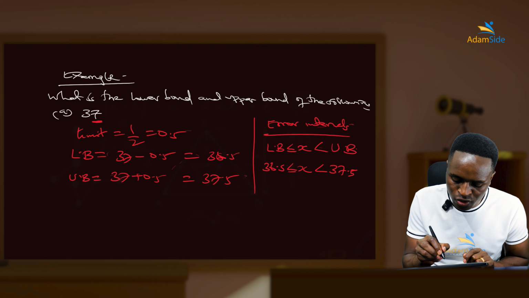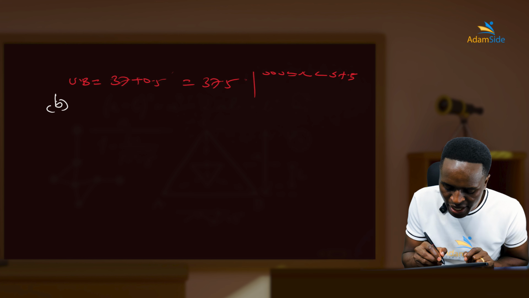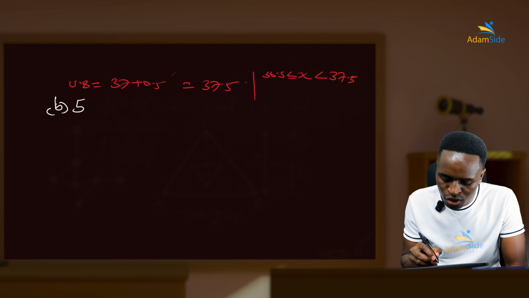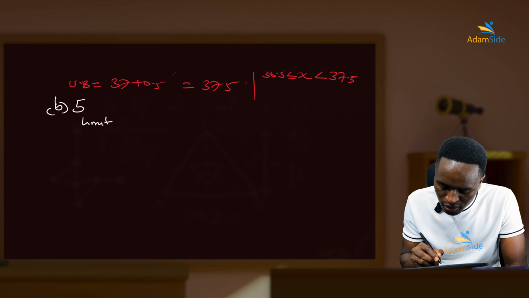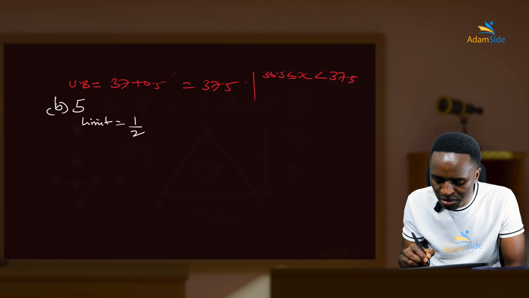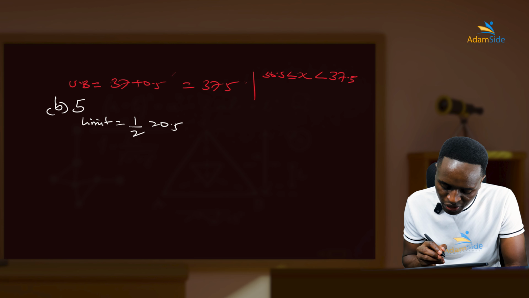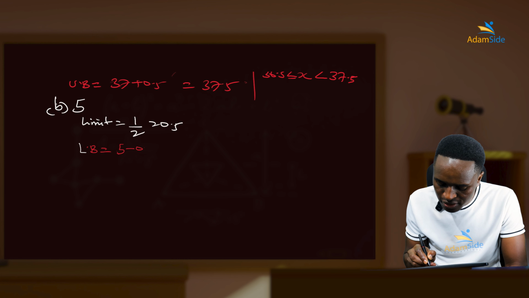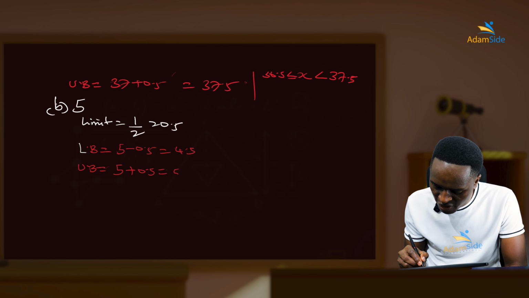And then we go to the next question. Next question is, let's say 5. You have a 5. 5 is a whole number. All whole numbers, to get their limit, you just take 1 divided by 2, as long as it's a whole number, and you get 0.5. And then after getting that 0.5, to get the lower bound, it's simple. The lower bound is equal to the number, which is 5, minus 0.5. You get 4.5. To get the upper bound, you just take the number 5 plus 0.5, which is the limit, and then you get 5.5.